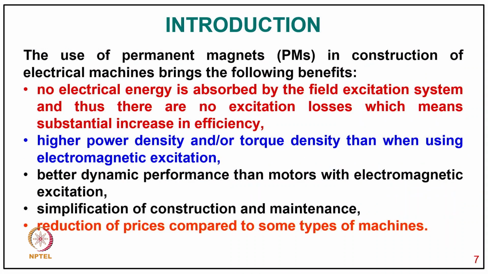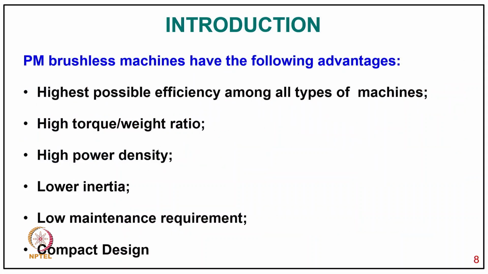So, the use of permanent magnets in the construction of electrical machines brings the following benefits. No electrical energy is absorbed by the field excitation system, and thus there are no excitation losses, which means a substantial increase in efficiency, and higher power density and/or torque density than when using electromagnetic excitation, and better dynamic performance than motors with electromagnetic excitation, and simplification of construction and maintenance, and reduction of prices compared to some types of machine. Now, the permanent magnet machine has the following advantages: higher possible efficiency among all types of electrical machine, higher torque to weight ratio, higher power density, lower inertia, low maintenance requirement, and compact design.